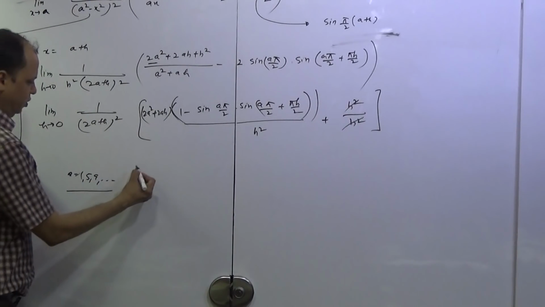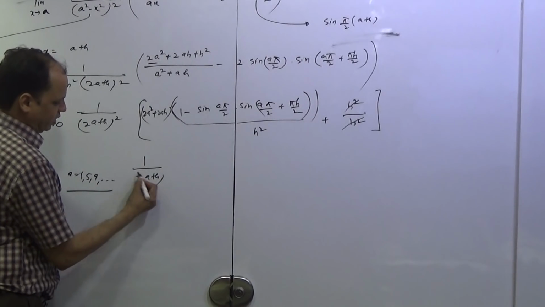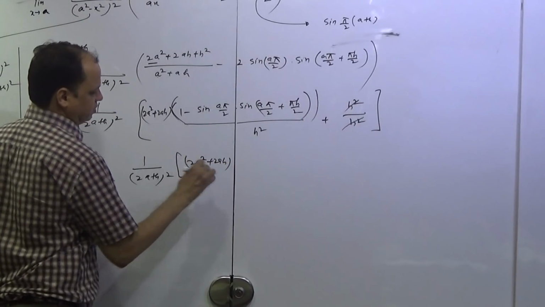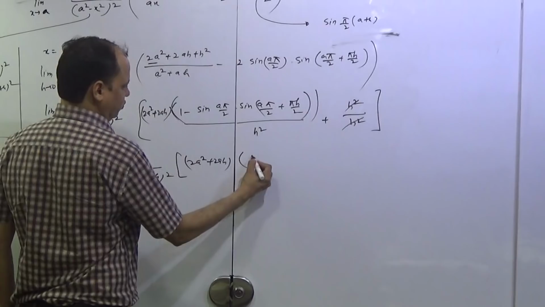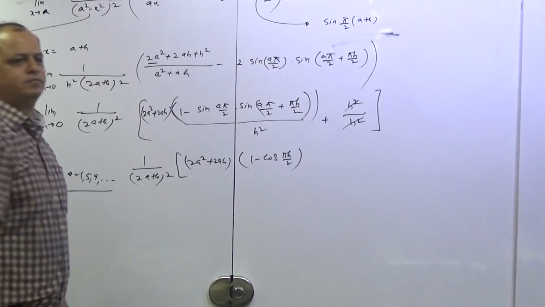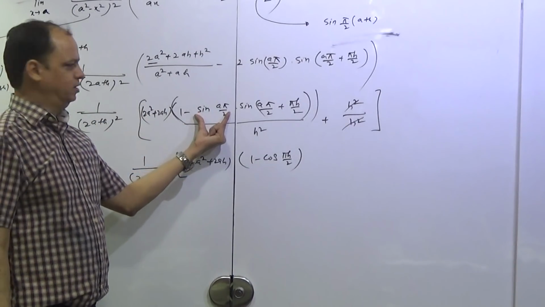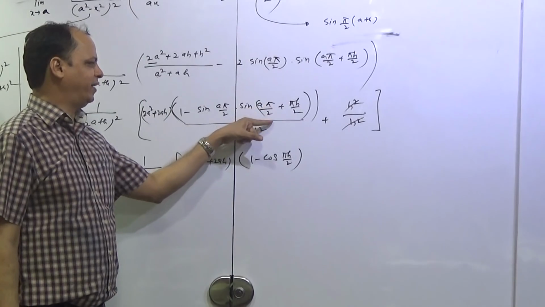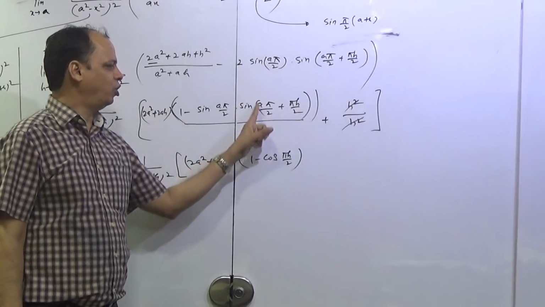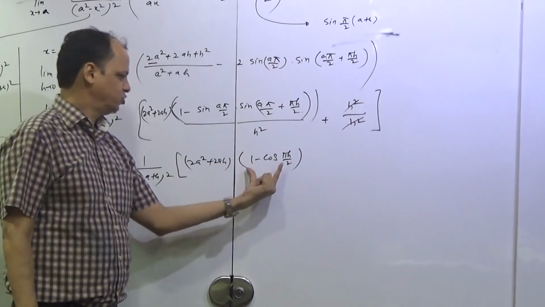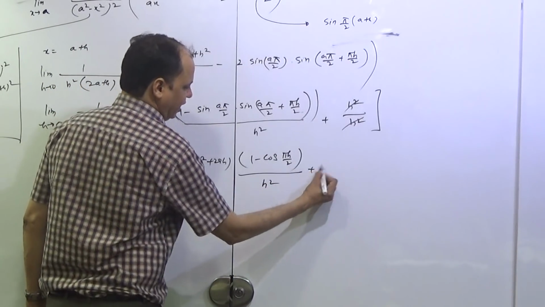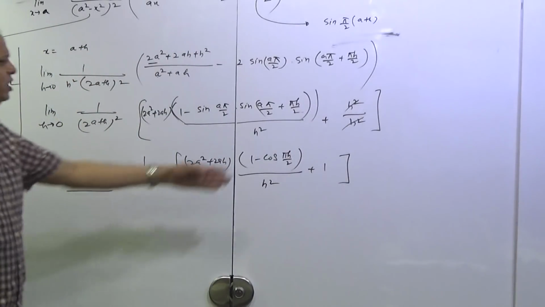Then what do we get? 1 upon (2a plus h) whole square. What is left inside? 2a square plus 2ah. What is left inside? 1 minus cos pi h by 2, because this will become 1 anyway. And this will be pi by 2, meaning either pi by 2 plus theta, or 5 pi by 2 plus theta, or 9 pi by 2 plus theta. In all the cases this will become cos pi h by 2. So I am writing here, divided by x square plus 1. You can put the limit in the end also.